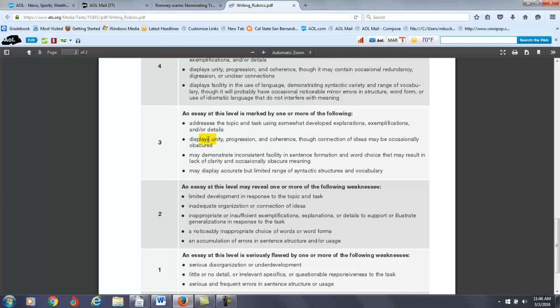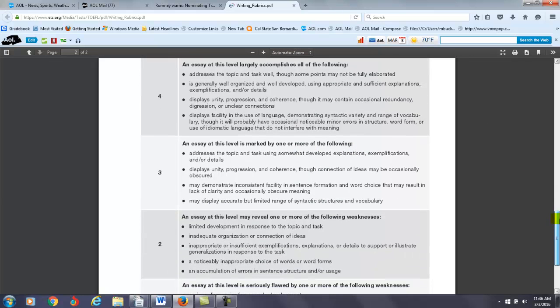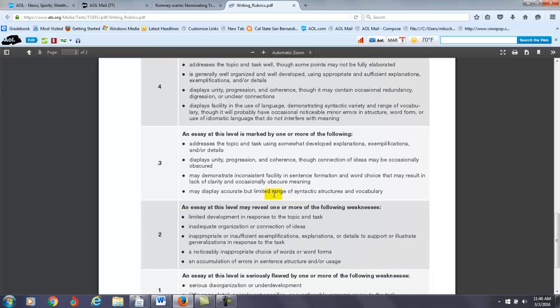It says though connection of ideas may be occasionally obscured, addresses a topic and task using somewhat developed explanations, exemplifications, and or details, may demonstrate inconsistent facility, sentence formation, and word choice. You have pretty good control of your thing, so because you didn't develop your ideas as much as I would like, I'm going to put you in the low 3 area. So I'm going to put you at a 3.0 out of 5 on this particular writing.